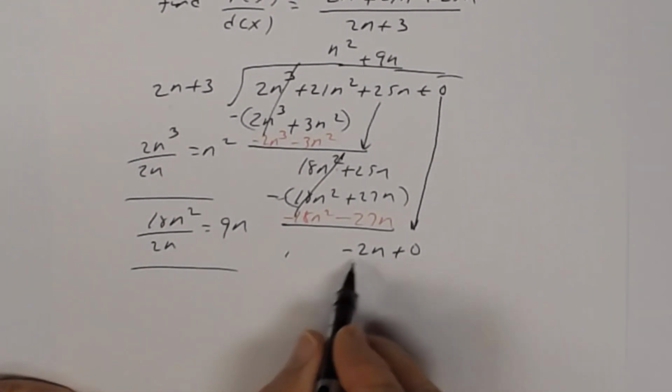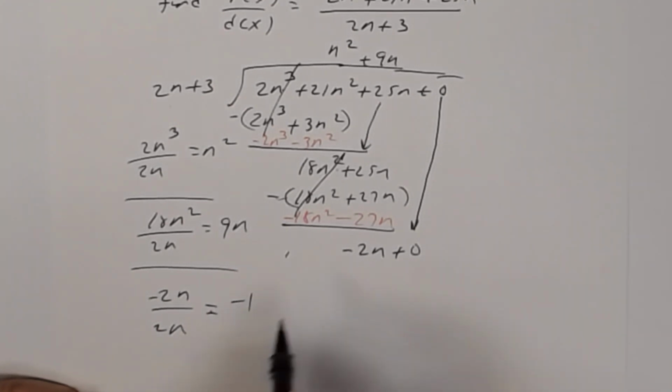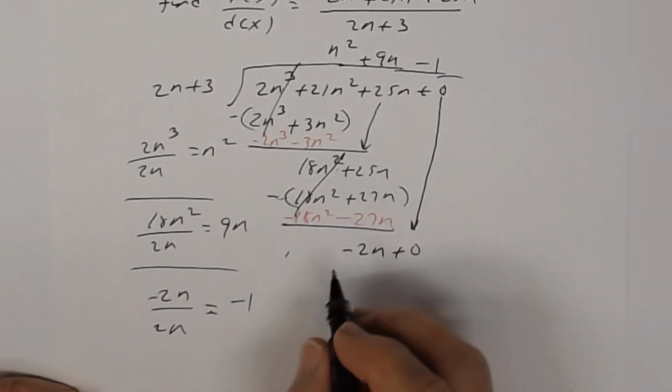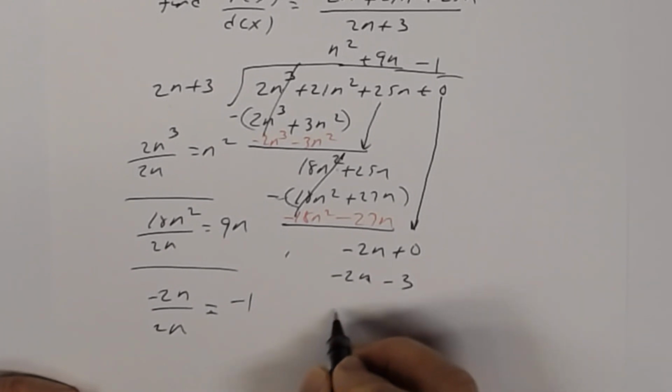All right, so now we take negative 2n divided by 2n. Negative 2n divided by 2n is a negative 1. So it goes here. And now we multiply. Negative 1 times 2n is a negative 2n. A negative 1 times 3 is a negative 3.